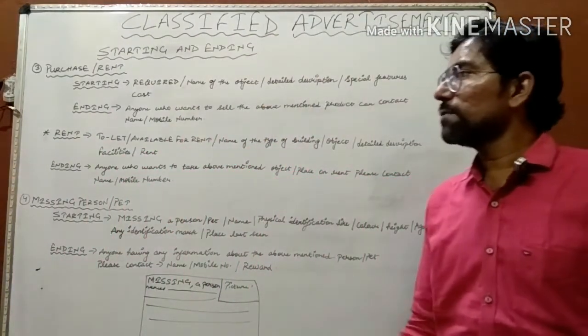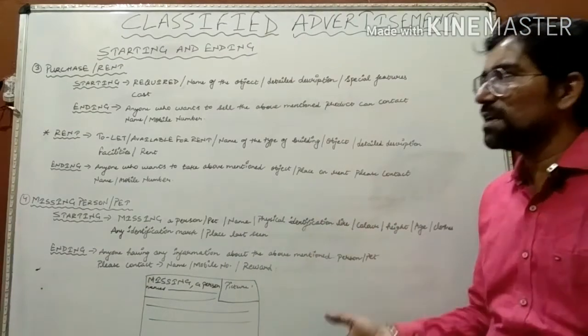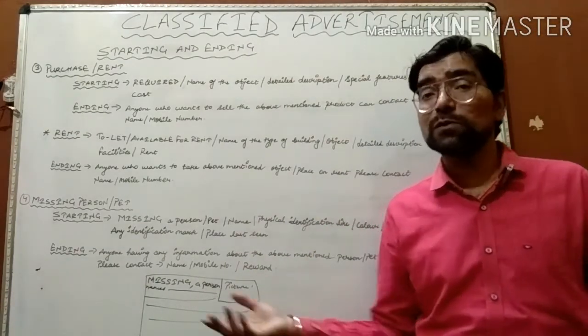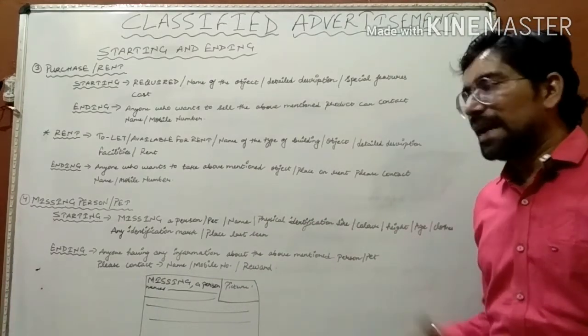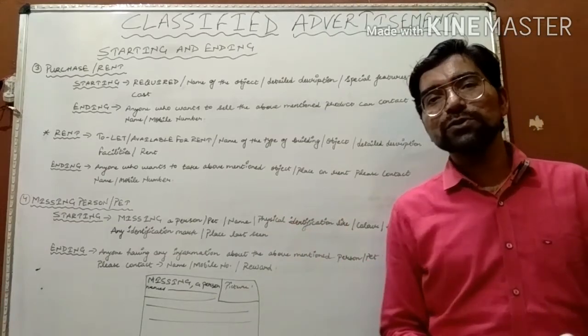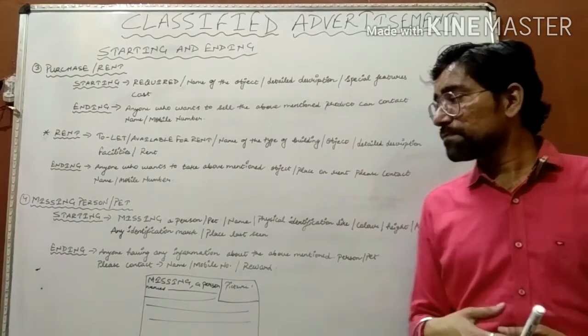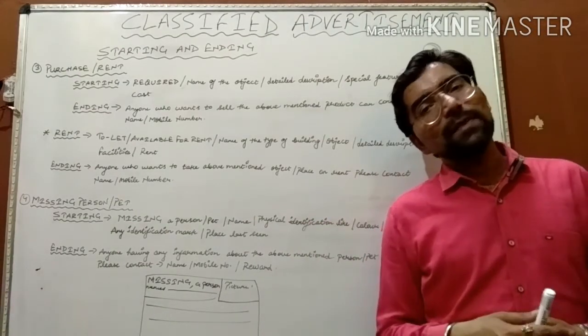So up to now we have completed 5 categories or more than 5 categories. We have sale, purchase and rent, 3 categories, lost and found, 2 categories. So we have discussed all these categories, and the remaining categories, which are institutions, tour and travels, and other categories, we will discuss in the next session.